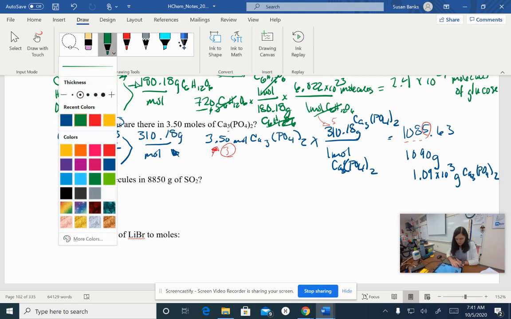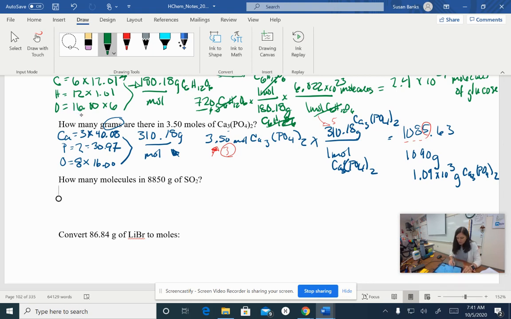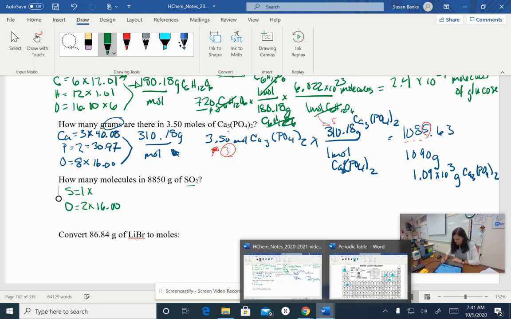Our next question, we are trying to figure out how many molecules there are in 8,050 grams of sulfur dioxide. Now, once again, we need to figure out the molar mass of sulfur dioxide. That's the first thing that we need to do. So if we look at sulfur dioxide, we have 1 sulfur, and I'm just going to put 1 here, and we have 2 oxygens. So we already know oxygen. Oxygen is 16.00.